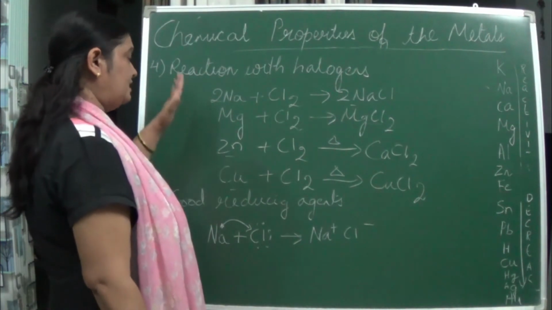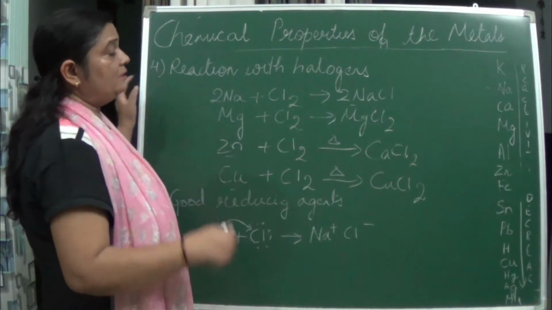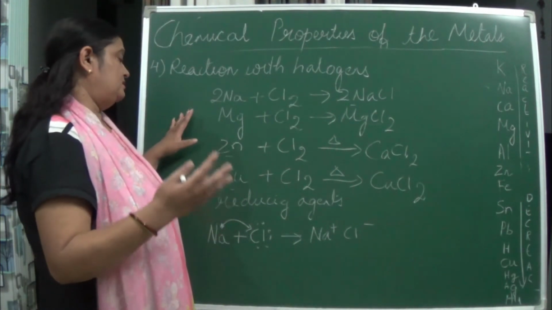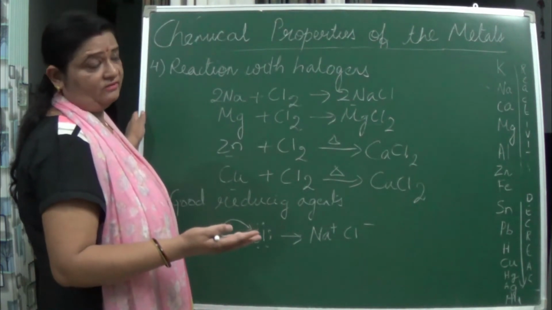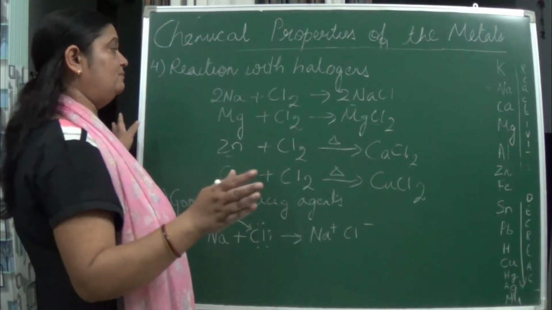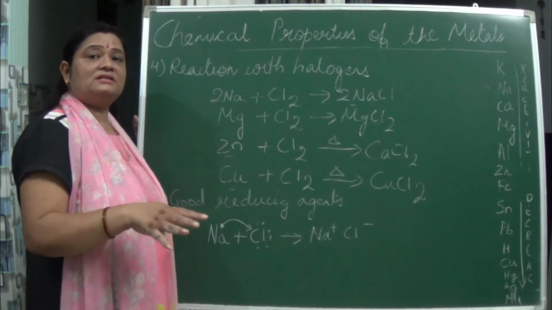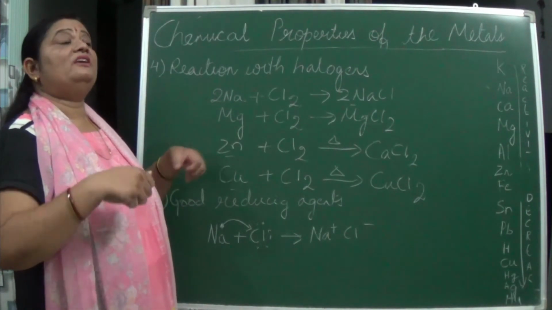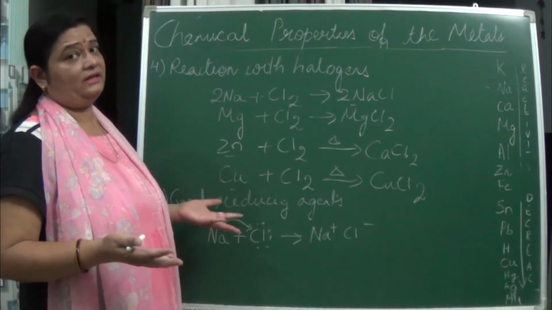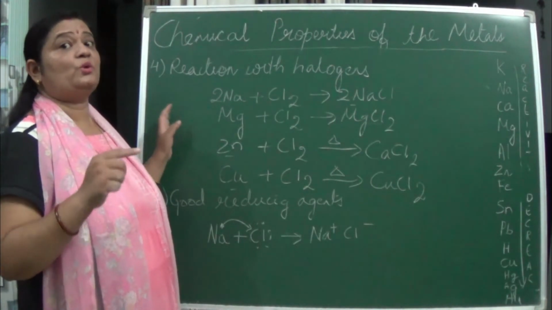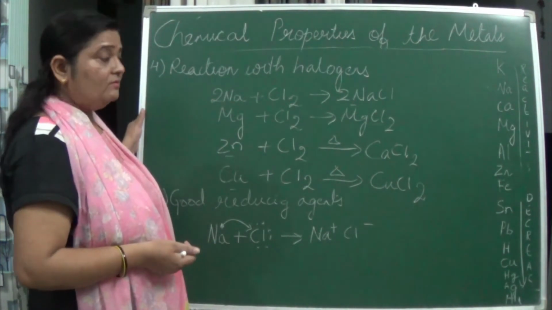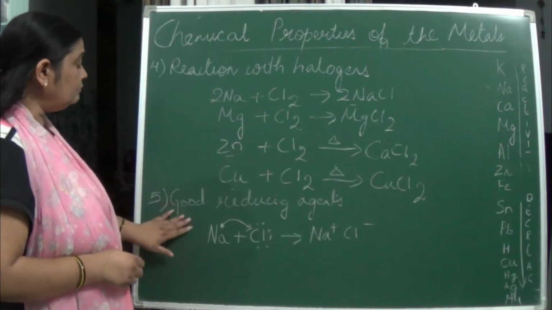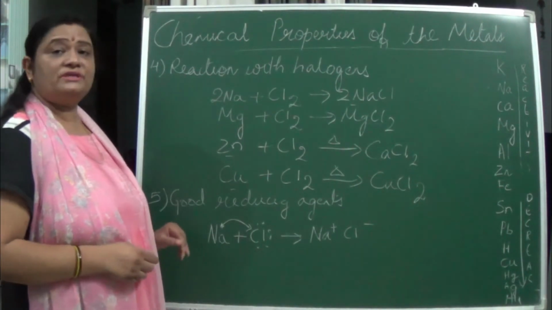So in this manner we see that for some we need to supply heat. Why? Because they are not so reactive in nature. One thing you must remember: in normal conditions if anything is reacting, it means it is too reactive in nature. But if we are supplying some heat, it means they are not as reactive as the reactive elements. Now these metals are good reducing agents.